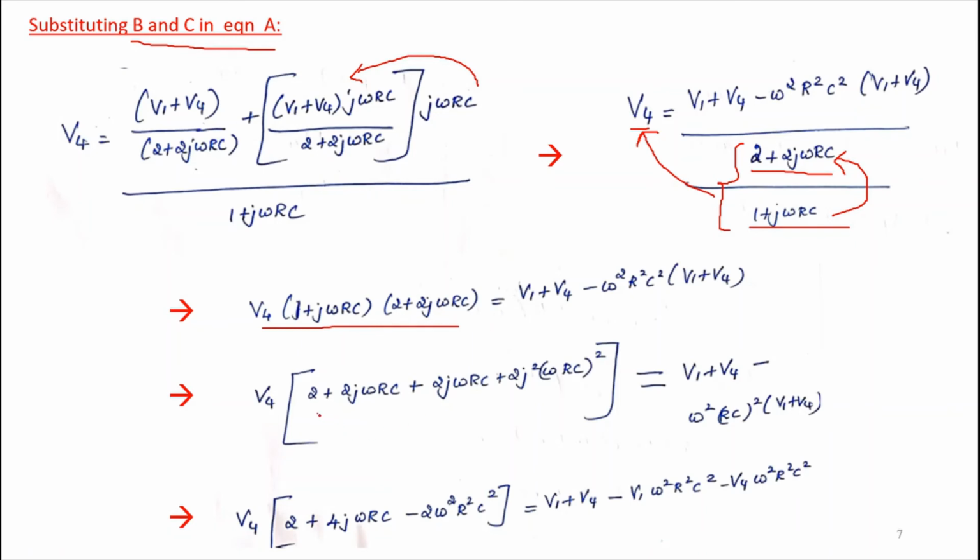After you expand the equation, you will be able to get a simplified equation. This term will be joined together, and you will get it as 4j omega RC. And here, because you've got j squared, it will be minus 2 omega squared R squared C squared. That is equal to the right hand side term, which doesn't change; it remains the same for all three equations.